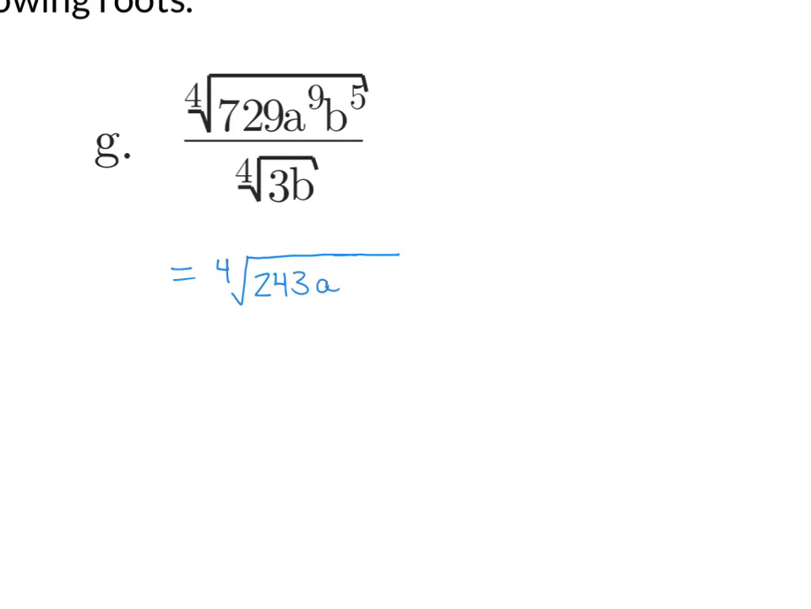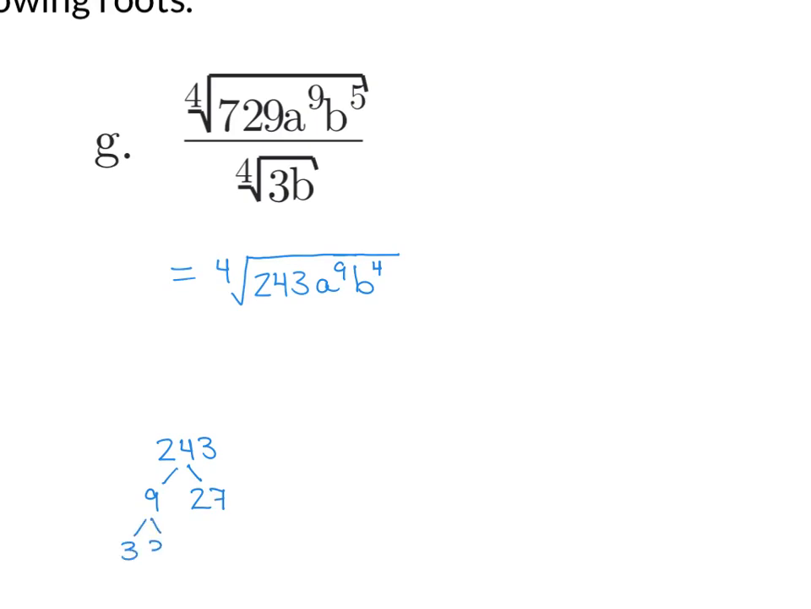I still have my a to the 9th. And b to the 5th divided by b, I'm going to subtract my exponents, and I get b to the 4th. Now, 243 is actually not that bad of a number. Let's go ahead and see what we can do here. 243, this is divisible by 9. And if I divide by 9, I get 27.